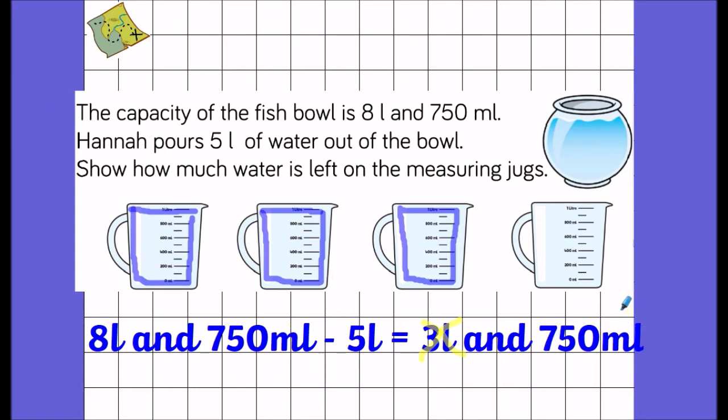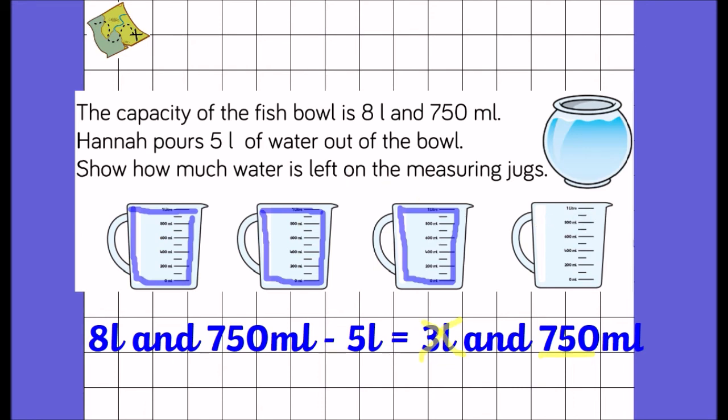And then all I've got left is 750 millilitres. So I need to fill this jug up to 750 millilitres. Now I need to work out the increment, don't I? So I can see that it's going up in 200s, but there's lines in between. So it's actually going up in 100s, okay? So here's 600. So this means this line here is 700.